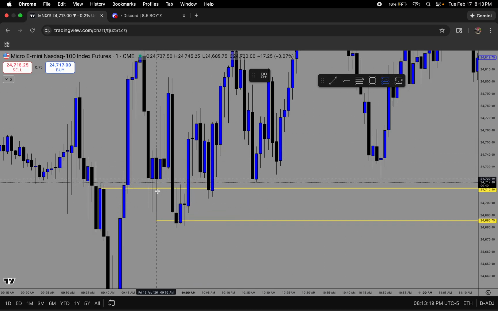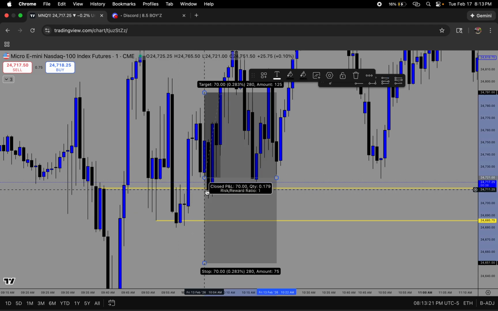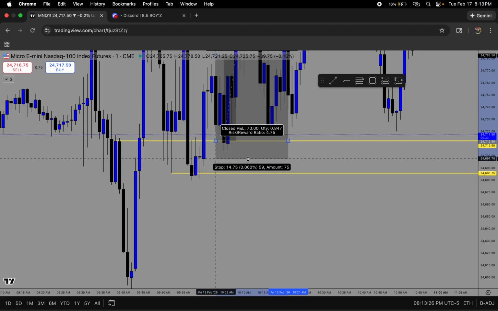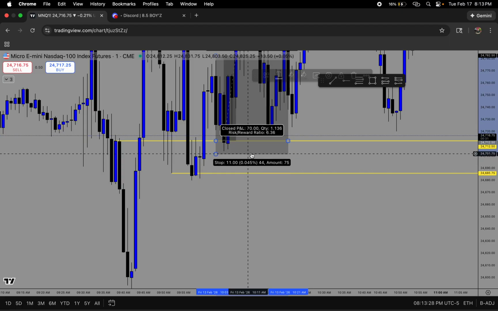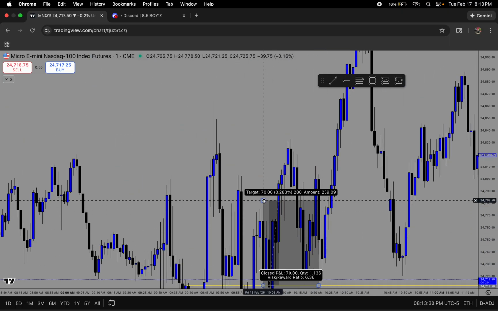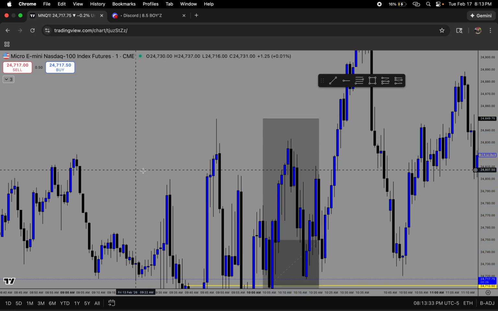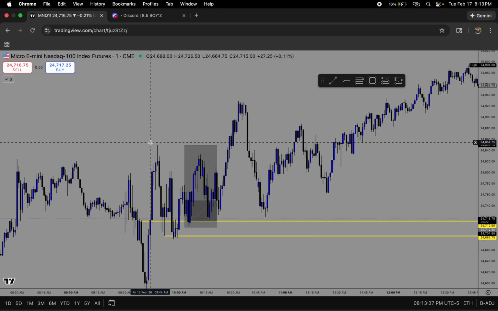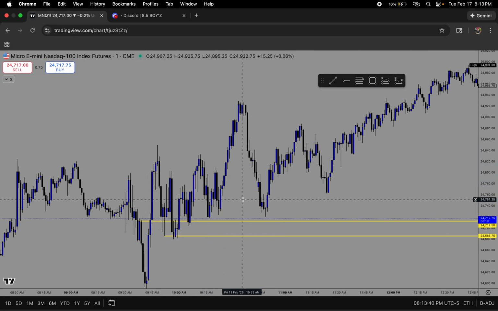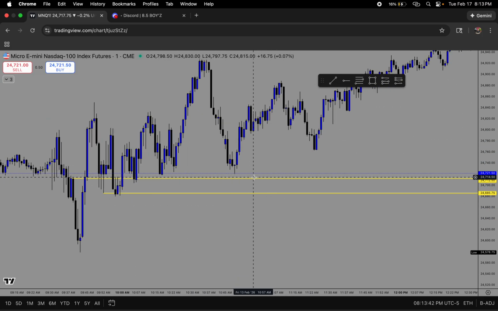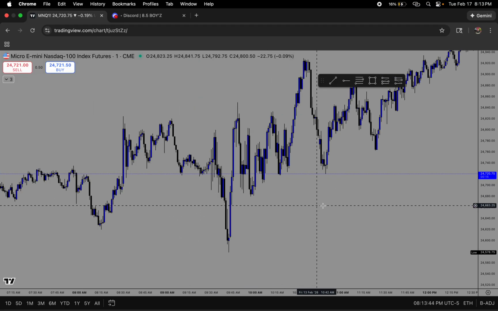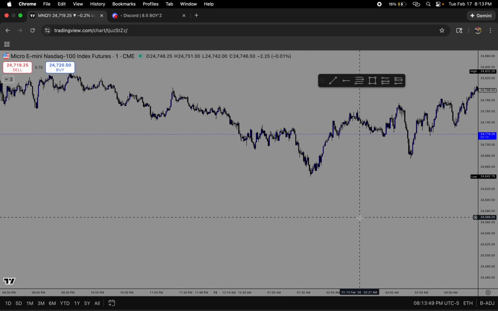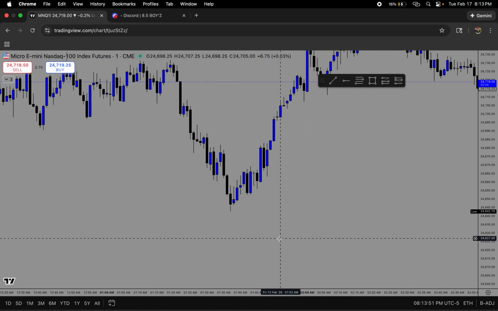Let's just say we entered on here. I know everybody's not going to want to wait for something like this, but let's just say, hypothetically speaking. Look, you're at 70 points. You could have just aimed for the high. Just called it a day. Let's do one more, and then we'll switch over to bearish.